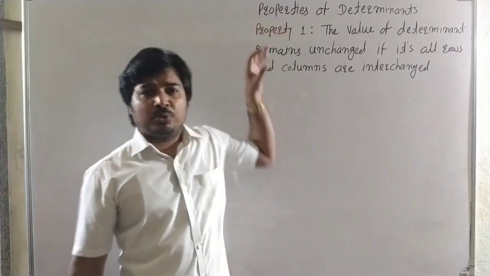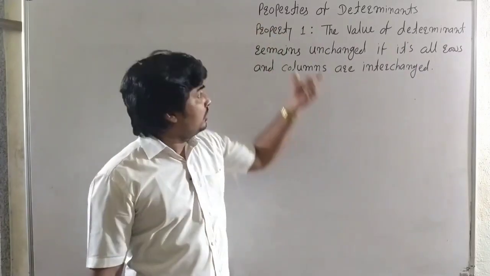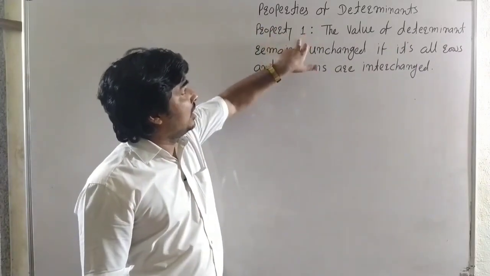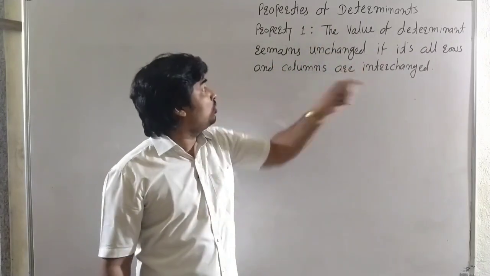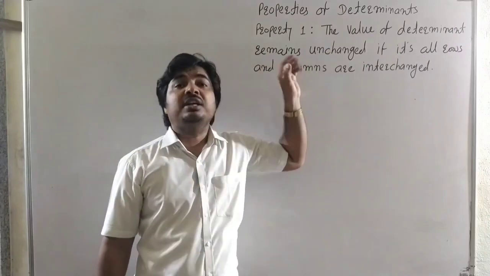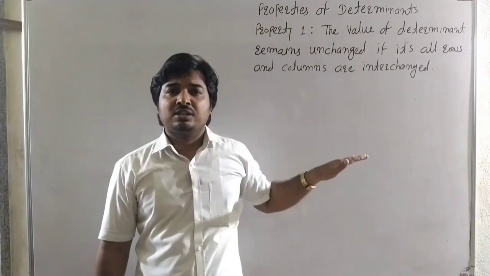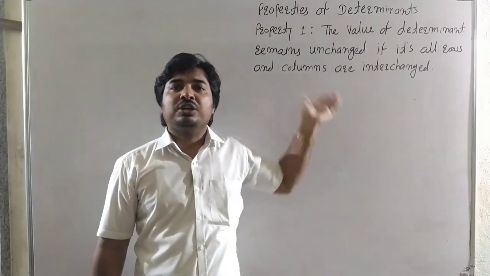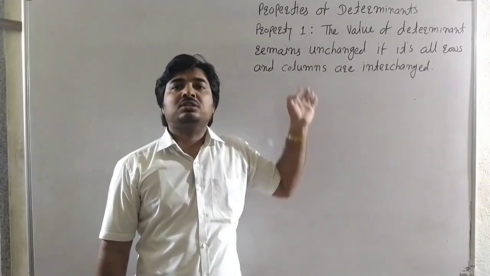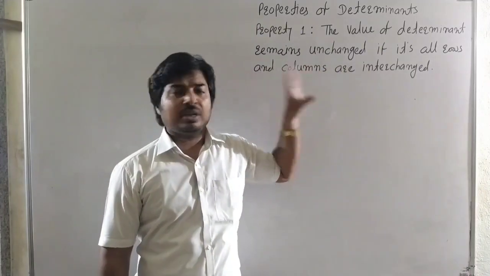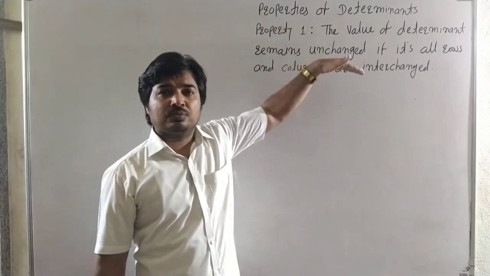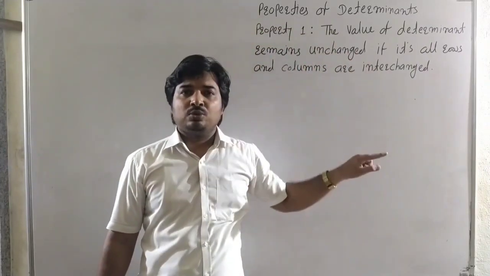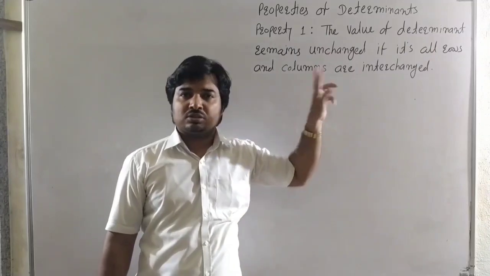There are 6 properties of the determinant. We can take the first property here. The value of determinant remains unchanged if its rows and columns are interchanged. Rows and columns interchanged means the rows turn into columns and columns turn into rows of the determinant. That means the value of determinant remains unchanged if rows turn into columns and columns turn into rows.